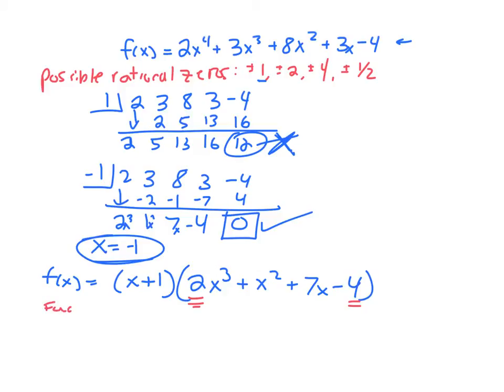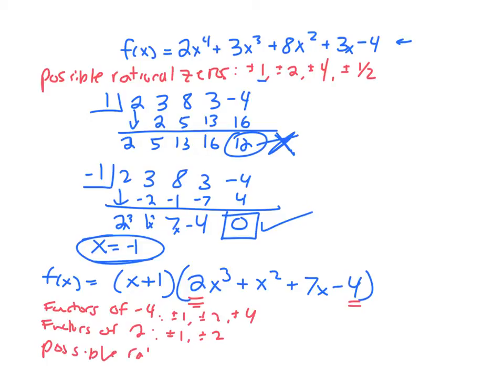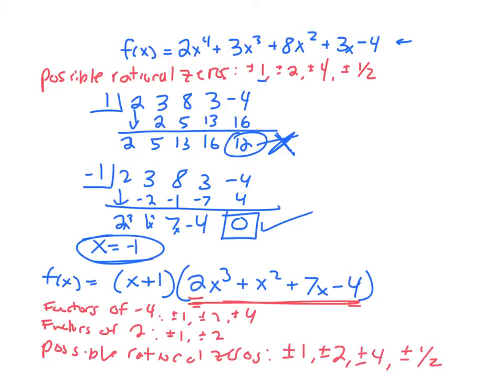So factors of -4 and factors of 2. So factors of -4: plus or minus 1, plus or minus 2, plus or minus 4. These are the same, plus or minus 2. So our possible rational zeros for this polynomial here are actually the same as the other polynomial. So it would be plus or minus 1, plus or minus 2, plus or minus 4, and then plus or minus 1/2. Okay, and the way I got that is the same way.